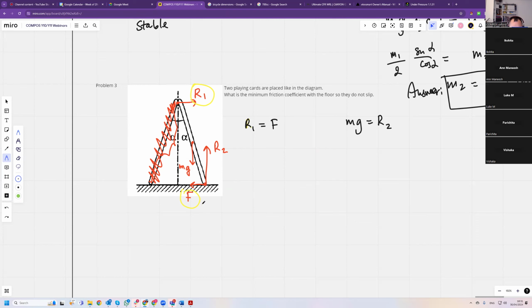All right. We also know that if there's a minimum friction coefficient, that means it is at the point of slipping. That means that the friction force is equal to mu multiplied by R2. So we can write that R1 is equal to mu R2.